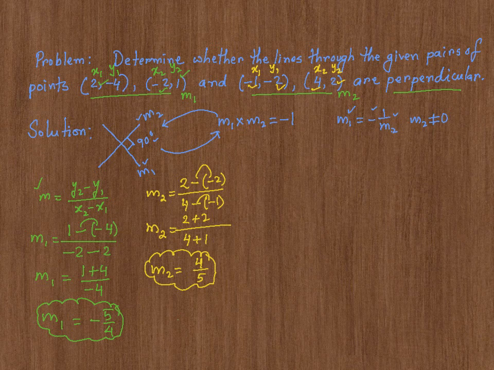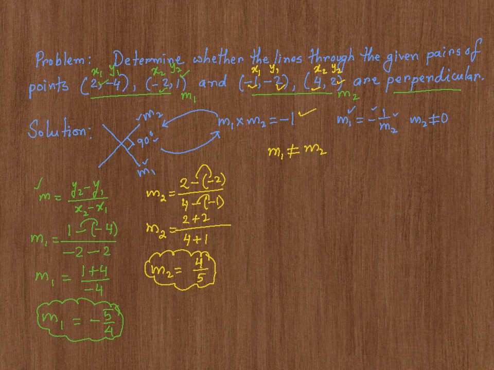Now let's compare these slopes m1 and m2. Obviously m1 is not equal to m2. That means these two straight lines are not parallel to each other. However, let's see whether they are perpendicular to each other.